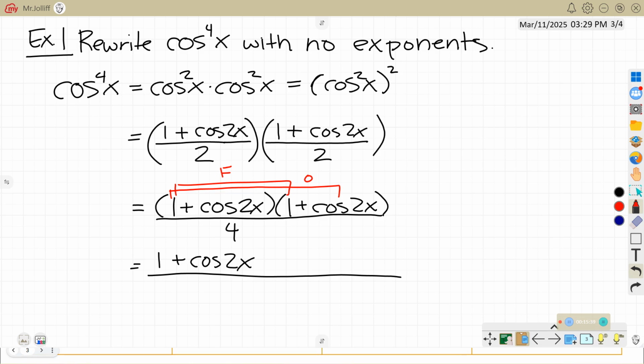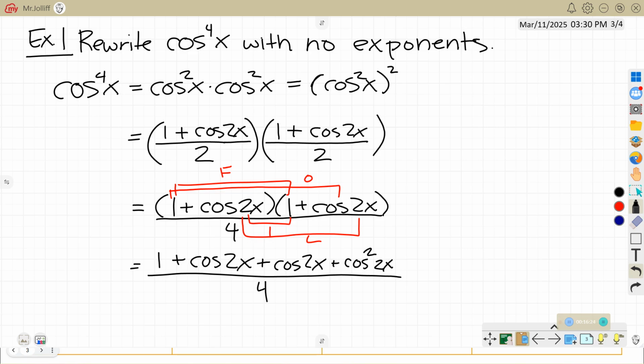FOIL. So inner is next. Inner is cos 2x times 1, which is also just cos 2x. And then last is going to be cos 2x times cos 2x. And I'm pretty sure that that is cos squared 2x. Cos 2x times itself. We get a squared. Denominator is still 4. Very good.